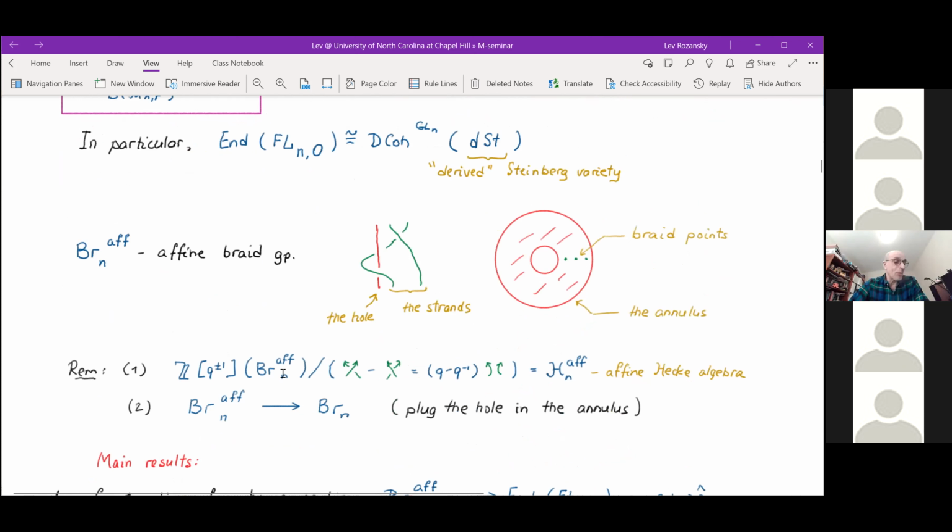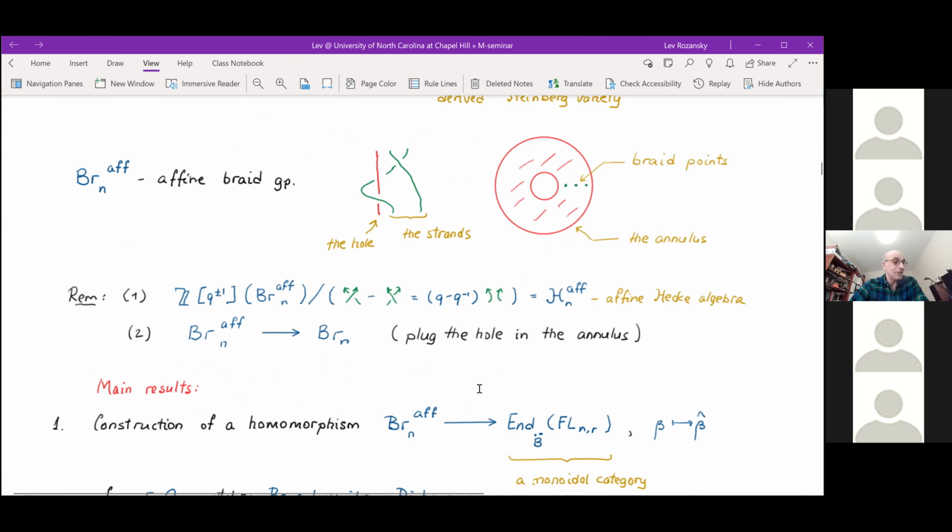If you take the quotient of the group algebra of the affine braid group by the Hecke relation, you get the affine Hecke algebra by definition. And the second remark is that there is a homomorphism from affine braids to ordinary braids where you just plug the hole. So then the annulus turns into a disk and your affine braid becomes an ordinary braid.